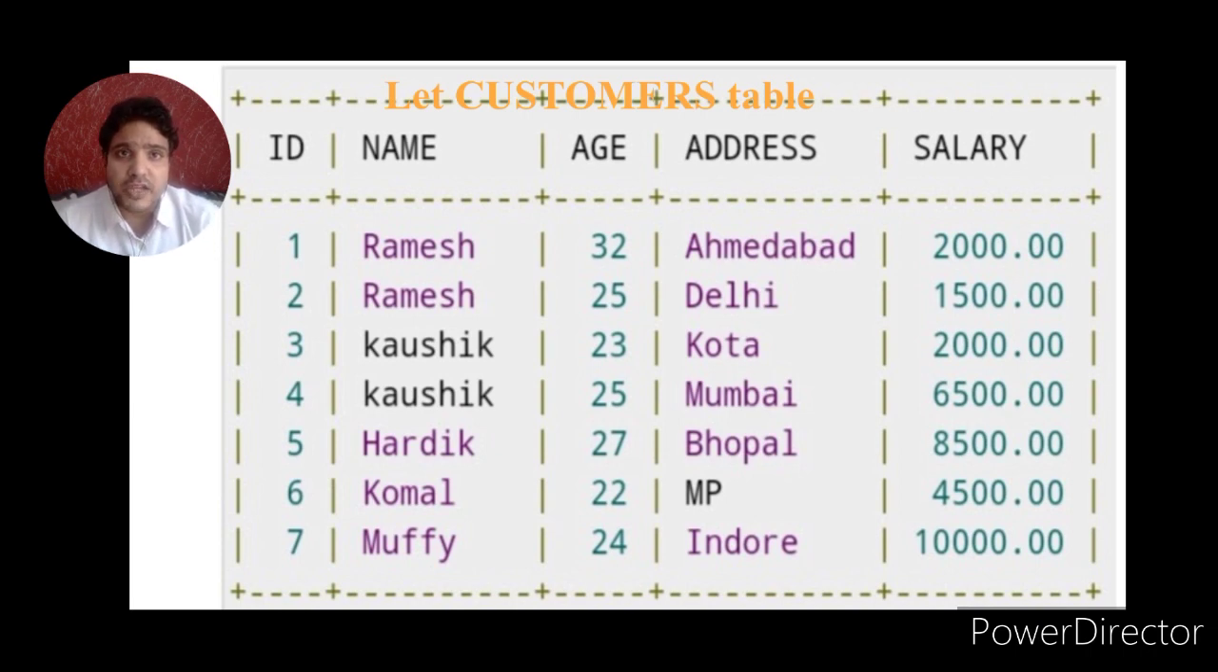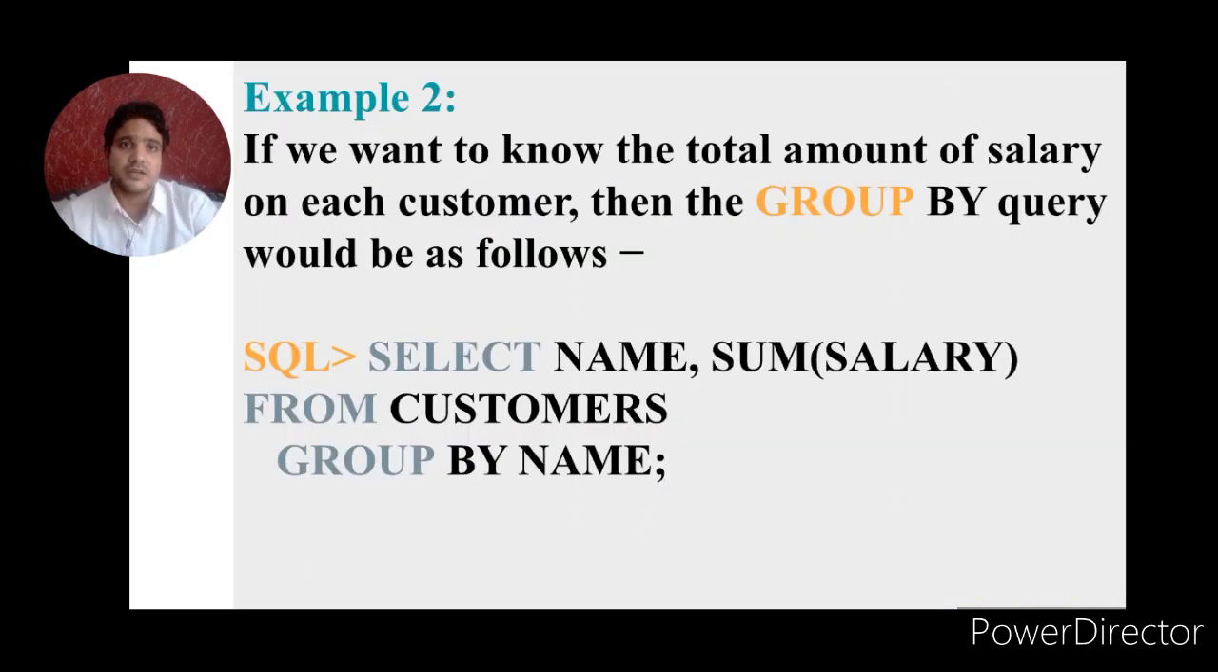The IDs 1 and 2 have the same value of name, Ramesh 2 times. It creates one group. Kaushik 2 times, so it creates the second group. Hardik, Komal and Mufi are atomic values, so each forms its own group. How many groups are there in this name? There are only 5 groups. 7 tuples, 5 groups. So we will perform the next example in such a case.